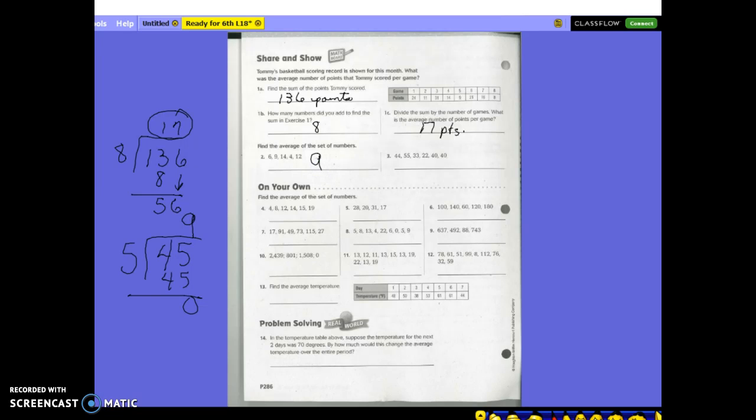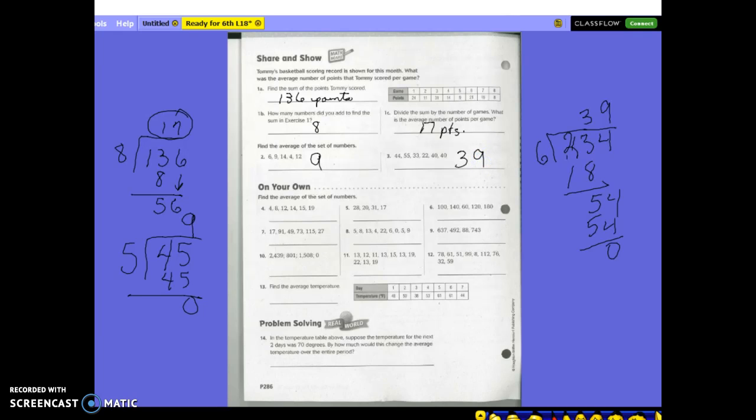All right, on number 3, when they added here in the classroom, they got 234. And how many data points did you have? 6. So 6 goes into 23 3 times, correct? Now do a little regrouping here. 23 minus 18 is? And how many 6s in 54? 9. So the mean or average is 39.